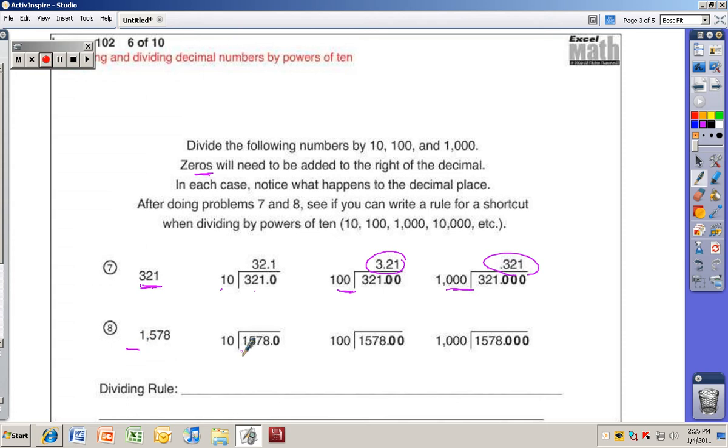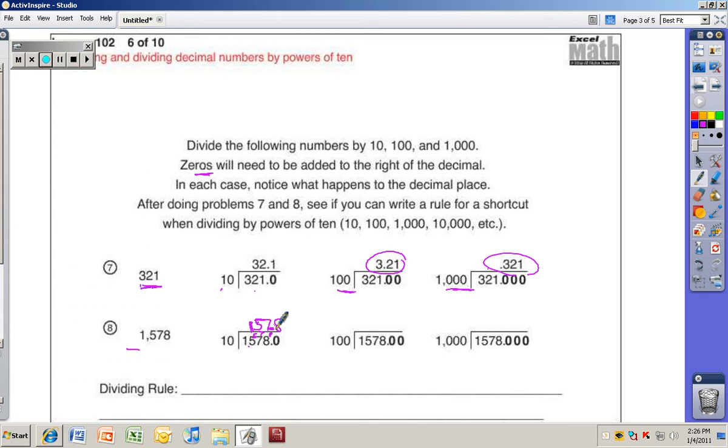1,578 divided by 10. 10 goes into 15 one time. That's a remainder of 5, right? 10 goes into 57 5 times. That's a remainder of 7. 10 goes into 78 7 times, that's a remainder of 8. Got to put the decimal point right here. And 10 goes into 80, 8 times. So 157.8.